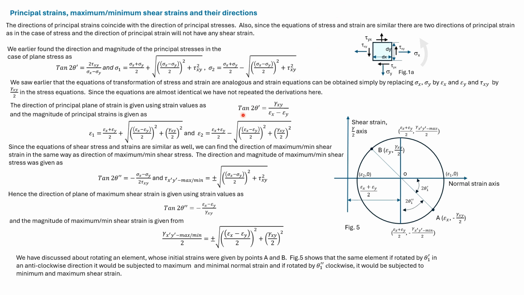This equation will give two values of 2 theta dash. Half of this angle gives theta dash 1 and half of this angle will give theta dash 2. Also, this equation will give two values of 2 theta double dash. Half of this value will give one of the values and half of this angle will give the other theta double dash.